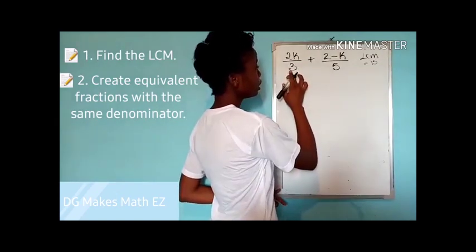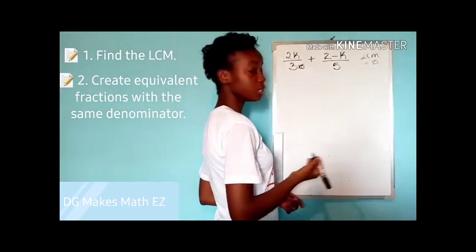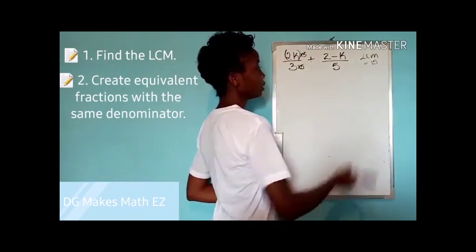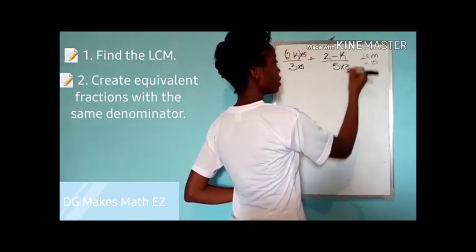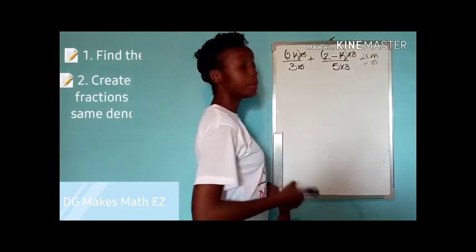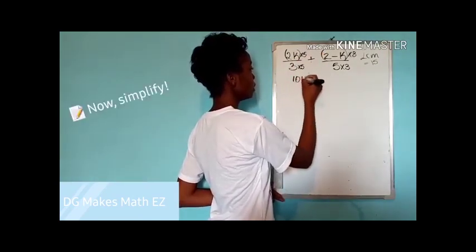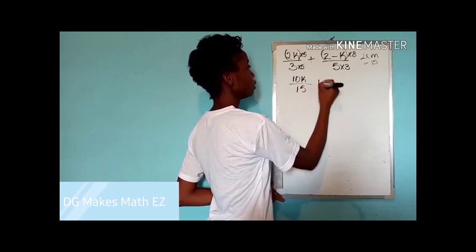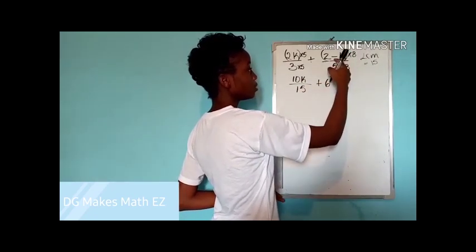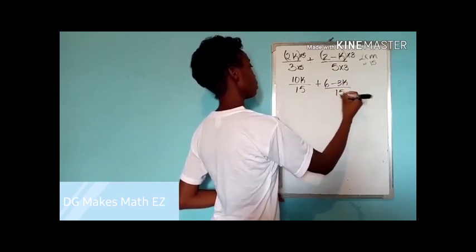So in order to make 3 into 15, I'm going to multiply that by a 5. But I need to do the same thing to my numerator, and so 2k is also going to be multiplied by 5. To turn 5 into a 15, I'm going to multiply by 3, and then I have to do the same thing to my numerator. And then I'm going to rewrite these fractions. 2k times 5 is going to be 10k over 15, plus 2 minus k times 3. 3 times 2 is going to be 6. 3 times negative k is going to be negative 3k. And that is also over 15.